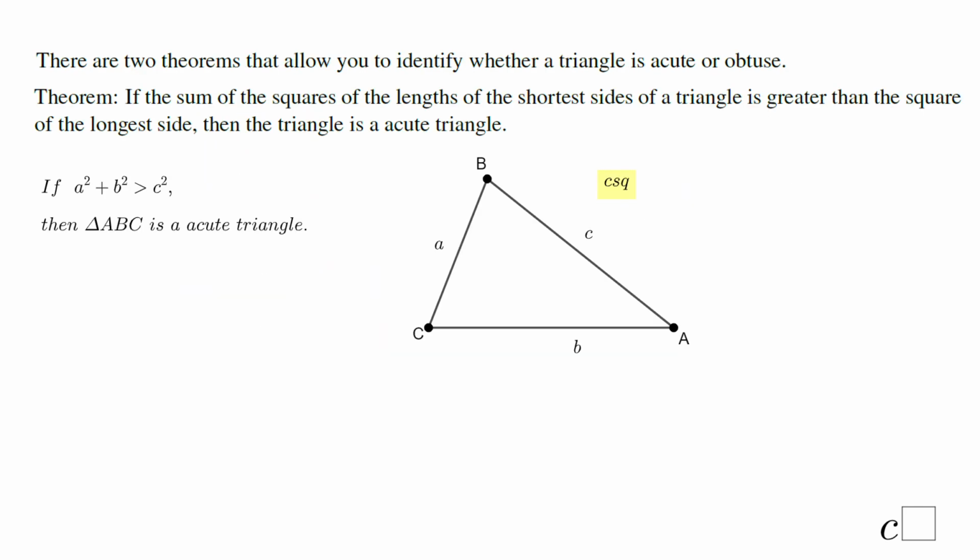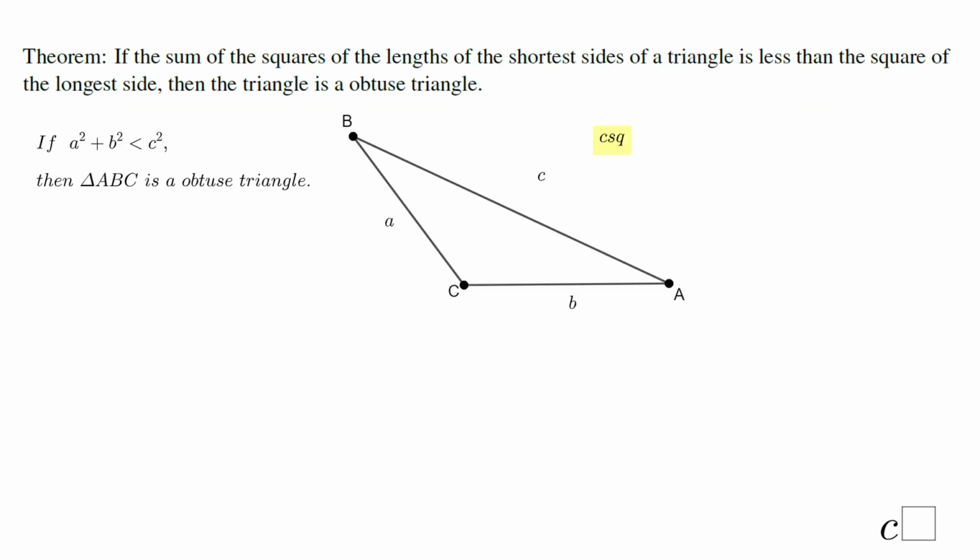With this converse of the Pythagorean theorem, we can move to more theorems about triangles, and this is one of them, which says if a squared plus b squared is greater than c squared, then we have an acute triangle. Let's see what the theorem says. If the sum of the squares of the lengths of the shorter sides, so again you want to arrange them from the shortest to longer, is greater than the square of the longest side, then the triangle is an acute triangle. So remember this theorem.